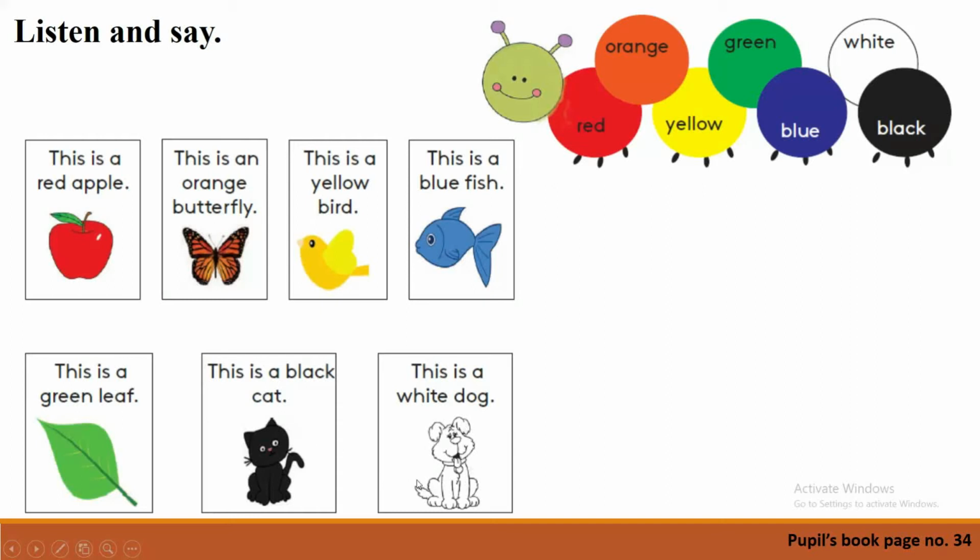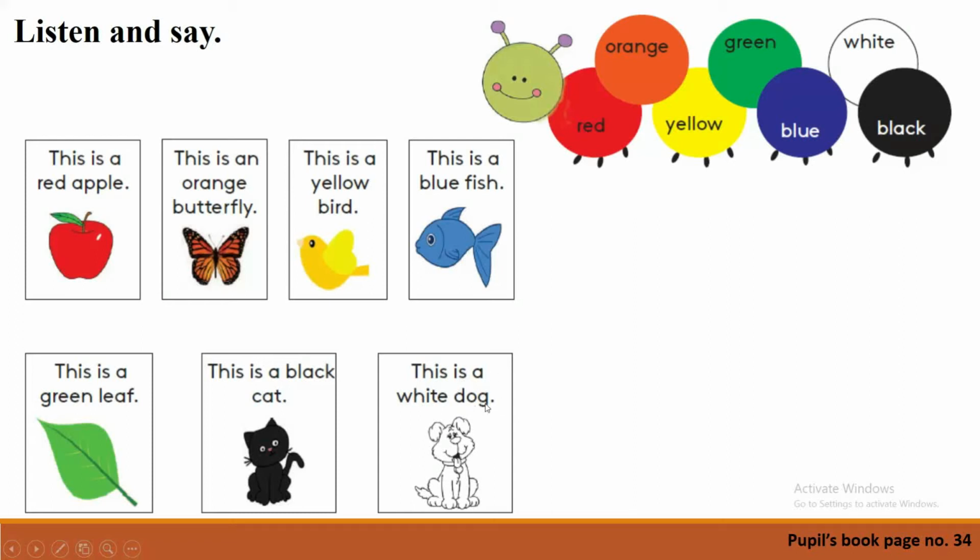Last one. Who is it? A dog. What color is it? Yes, it is white color. Okay, how can you describe? This is a white dog.